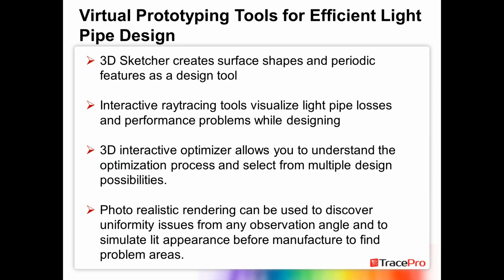And finally, when you get done with a design that you've optimized and looks good to you, you can use photorealistic rendering to discover uniformity issues that might be in there from any target position that you specify, to observe the light pipe from any angle, and to simulate the lit appearance before you go to manufacture to see if you have problem areas.